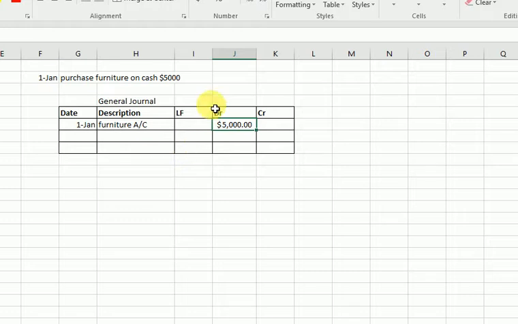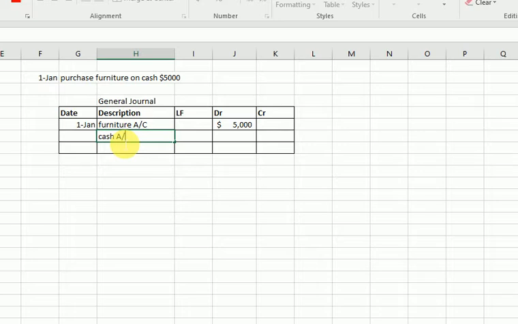Clear? By 5,000, our furniture asset is increased. Now, this is the double entry system. In the double entry system, when one account is debited, there must be another account that we record as a credit. Means that in the double entry system, we have a debit account, and with the same amount we have a credit account. So, we pay the cash, and cash is our asset.